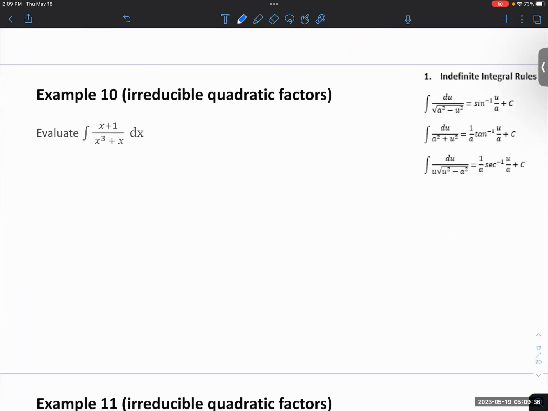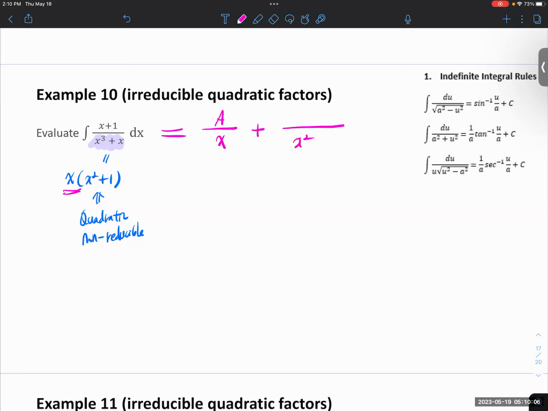Okay, example 10. Let's do this one. Look at that. When you find the factor, x squared plus 1, this is a quadratic non-reducible factor. So if you set it up, x is fine, it's just non-repeated, so A over x. Then x squared plus 1 is a quadratic, so you're going to use Bx plus C as a linear numerator. Does it make sense? This is how you set up the partial fraction.